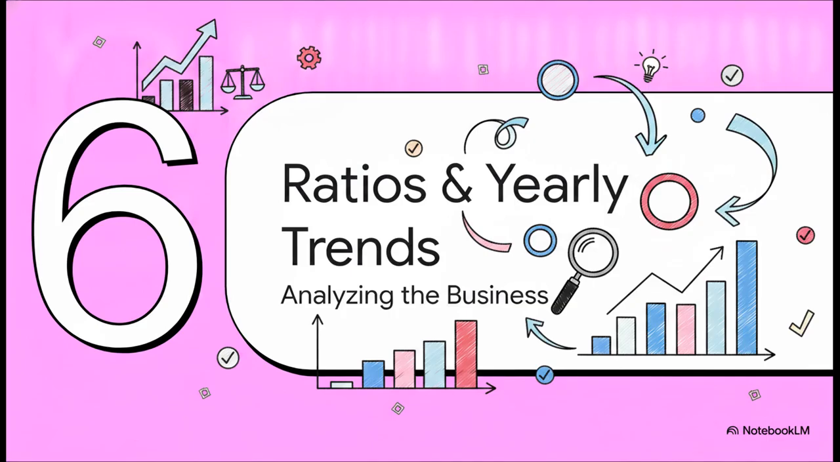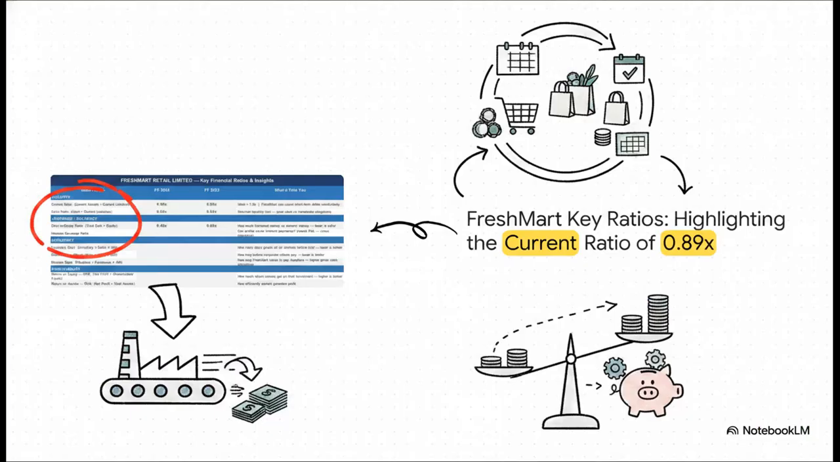Let's wrap up with Section 6, Ratios in Yearly Trends, where we start analyzing the business. Now that we've decoded the raw numbers, let's extract some professional-level insights. Let's look at the current ratio. You calculate this by simply dividing current assets by current liabilities. For FreshMart, that's 865 lakhs divided by 975 lakhs, which gives us a ratio of 0.89 times. Basically, this means for every 1 rupee of short-term debt, they only have 89 paise of short-term assets.